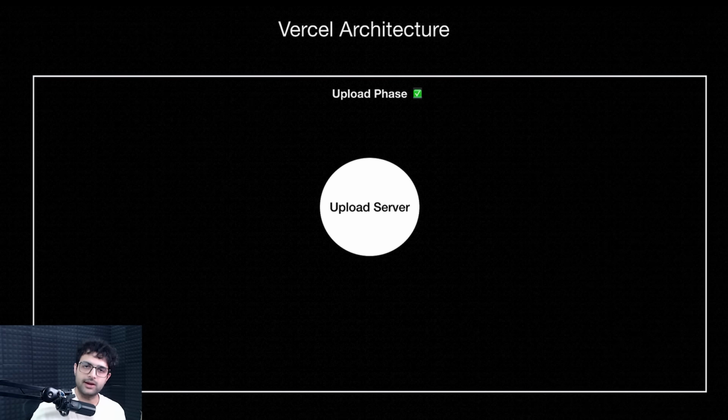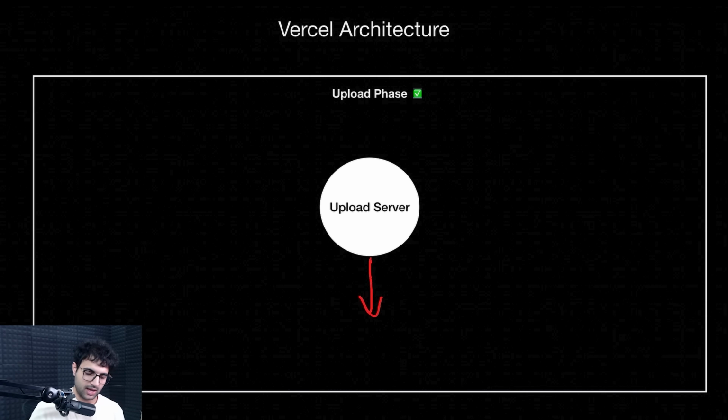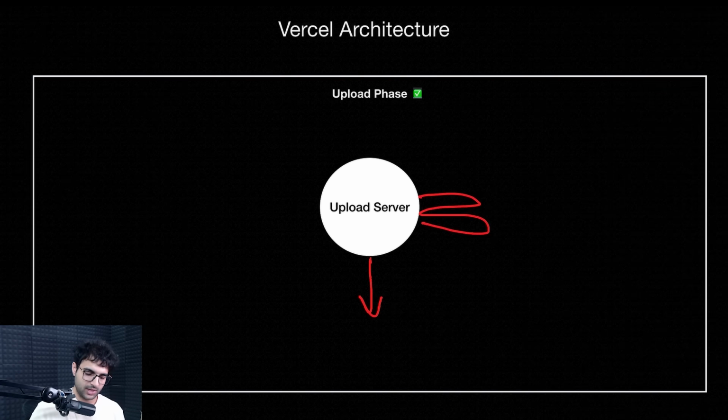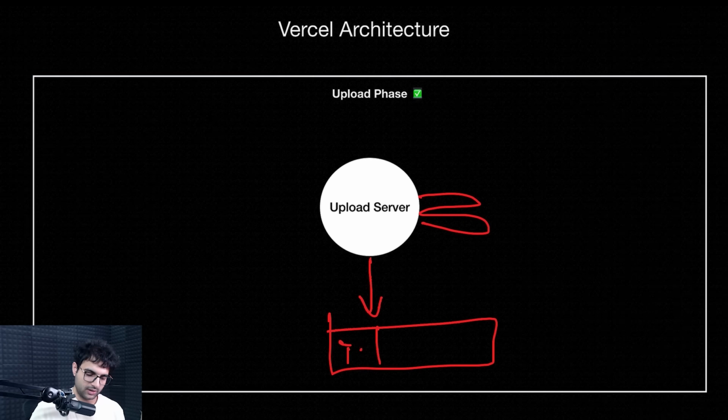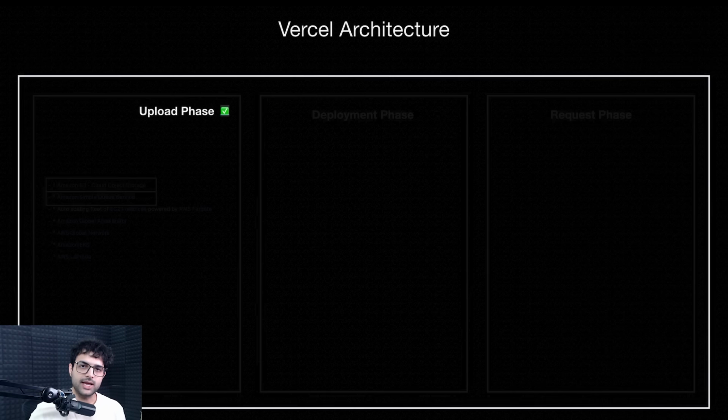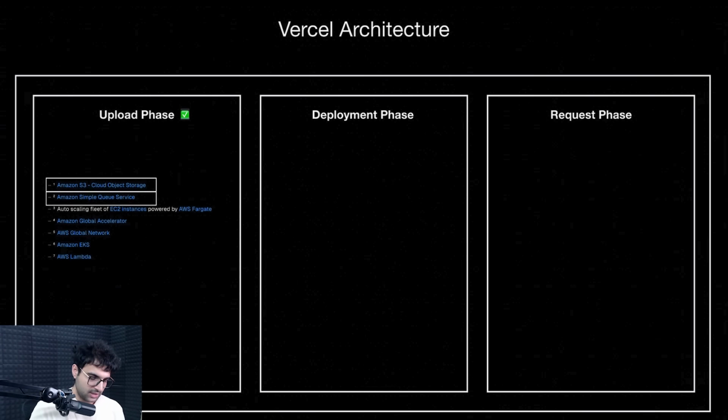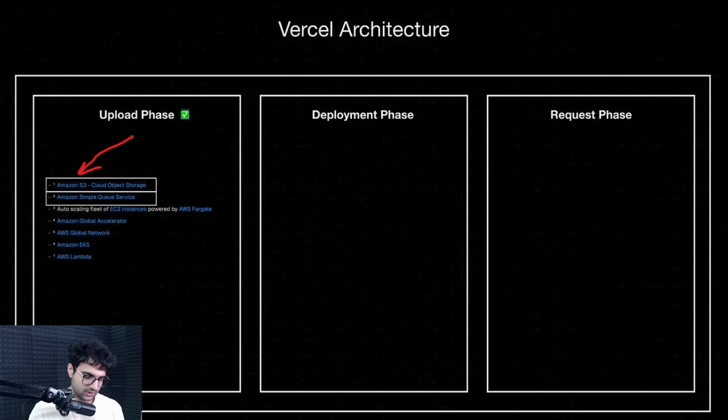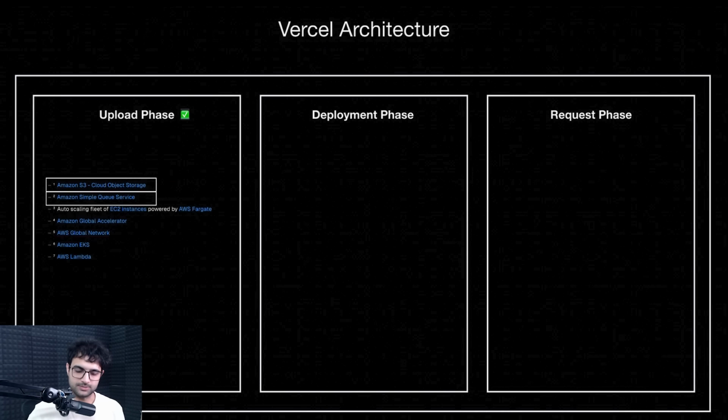The only extra thing I introduced here was the queuing bit. After it's done doing its thing, it puts the final ID on a queue so that the next service, the deployment service, can start pulling things from the queue and actually deploying the project. We're done with the upload phase. What are the AWS technologies we used? We used S3 for uploading the files. We used SQS as our queuing system.